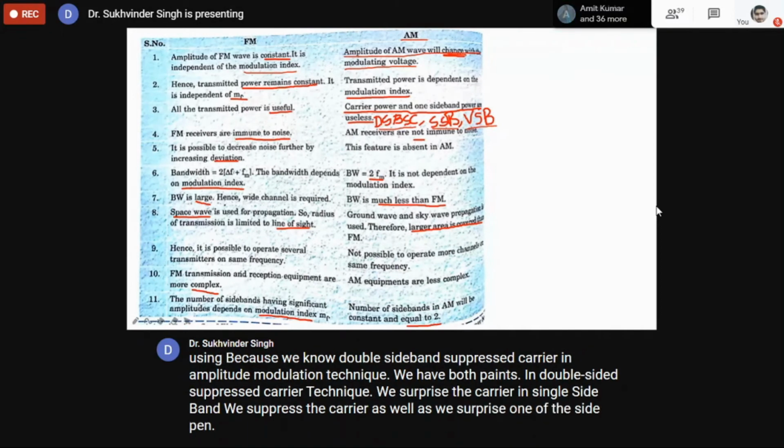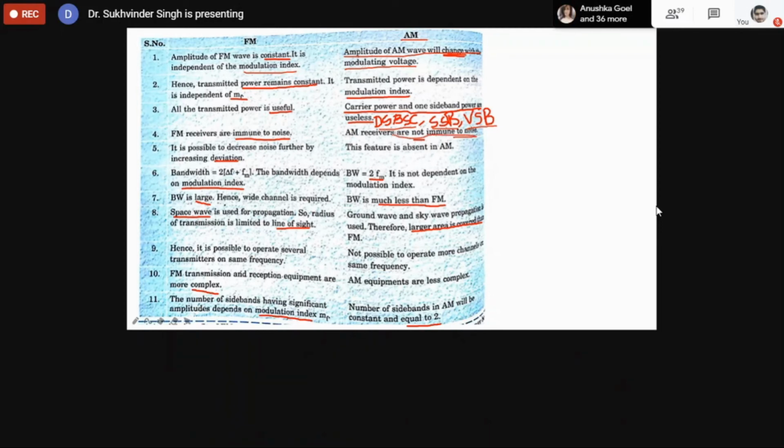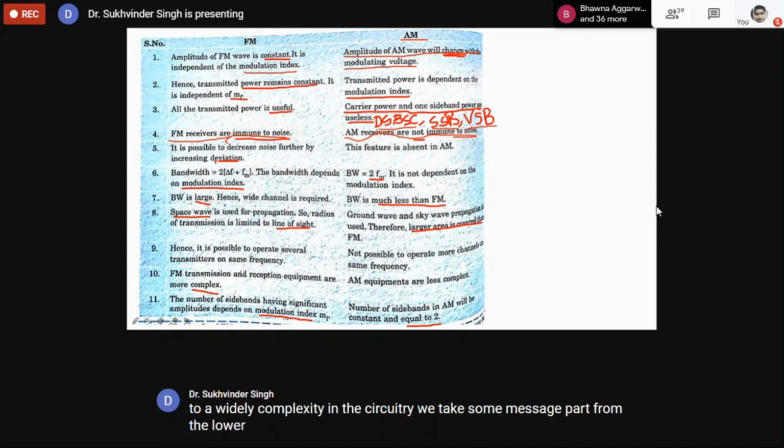FM receivers are immune to noise, already discussed. Signal to noise ratio in FM and PM is very small as compared to AM. AM receivers are not immune to noise. They produce huge noise as compared to the FM and PM signals. Fifth point, it is possible to decrease noise further by increasing deviation. Deviation, that is delta F equal to K into EM, which we will discuss next time.